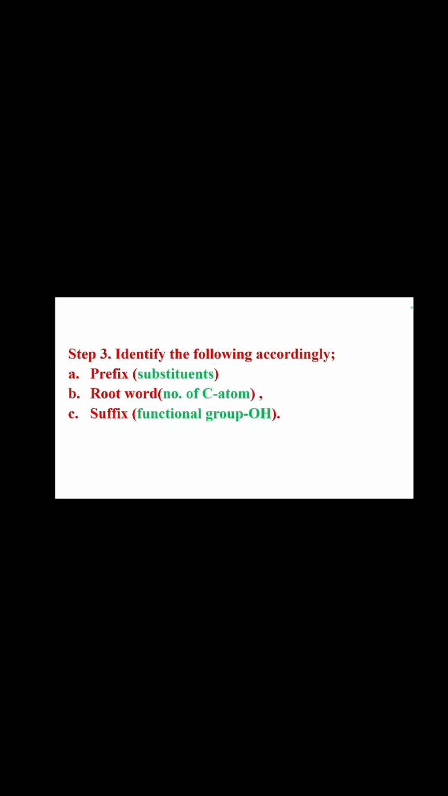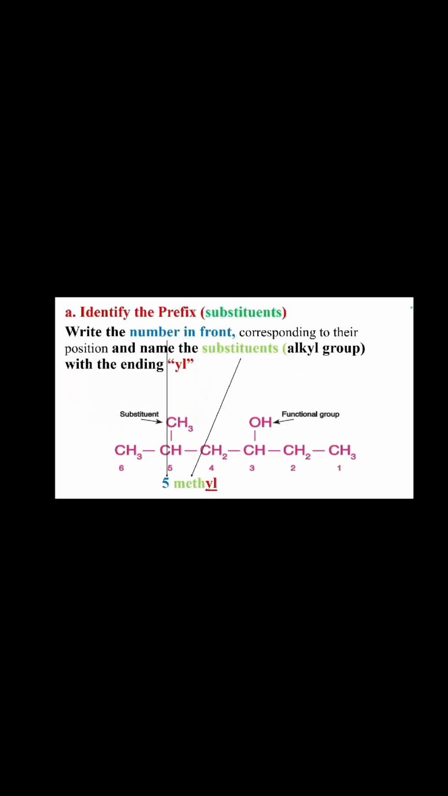After that, we have to identify the prefix, root word, and suffix. For the prefix, you have to identify the substituents; for the root word, you have to count the number of carbon atoms; and for the suffix, you have to check where the OH functional group is attached. In order to identify the prefix, we always write the number in front, corresponding to the position, and then the name of the substituent, that is the alkyl group.